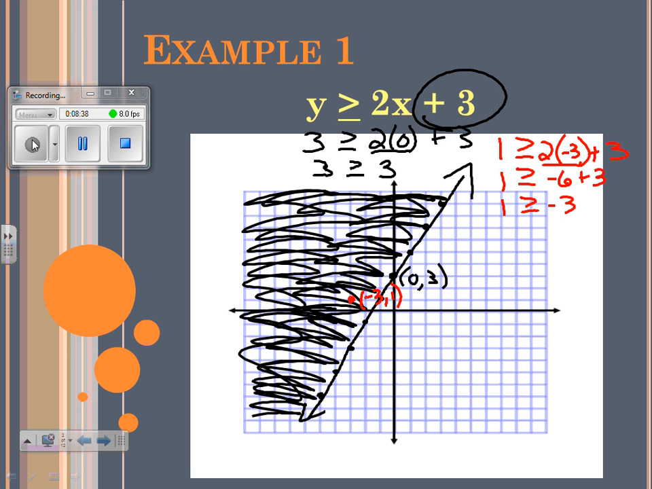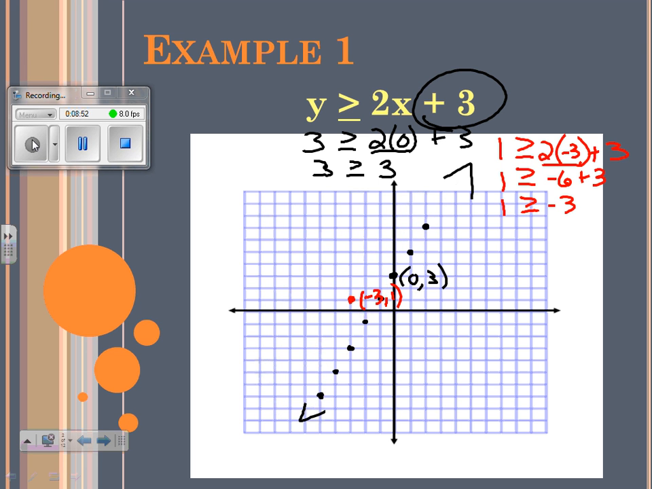Okay? You know what they're going to do on the SOL for you? They might say which picture matches. So you would look for a picture that looks like this with all the shade over there. But they might give you a blank graph. So I'm going to go back. They will give you a blank graph. Now you have your graph. And they will say, plot 3 points that would satisfy this inequality.